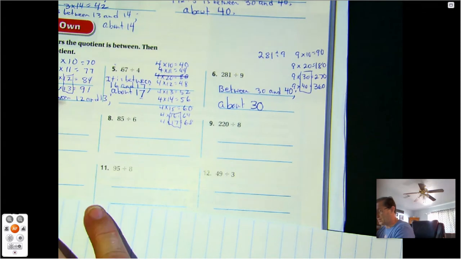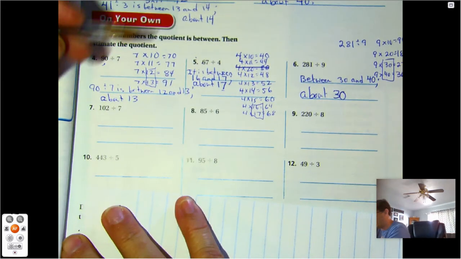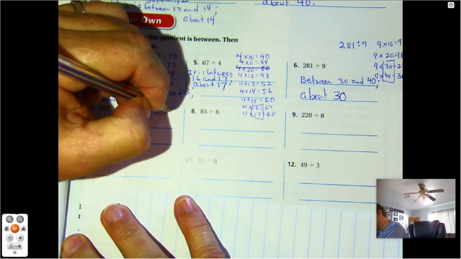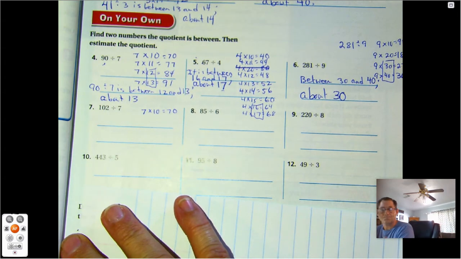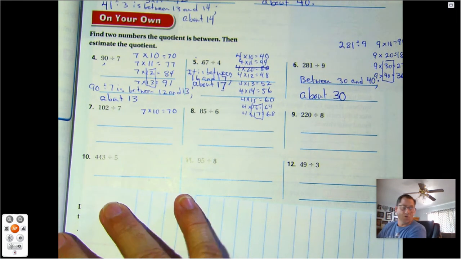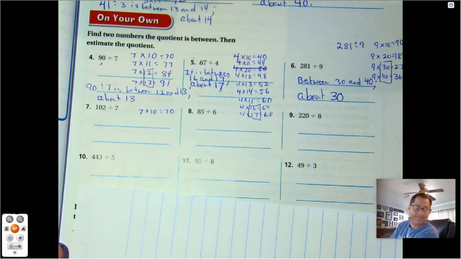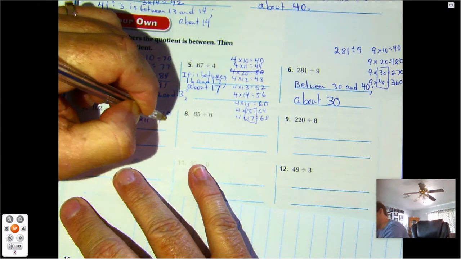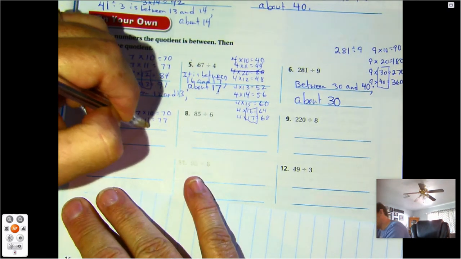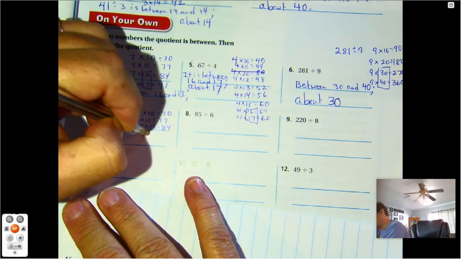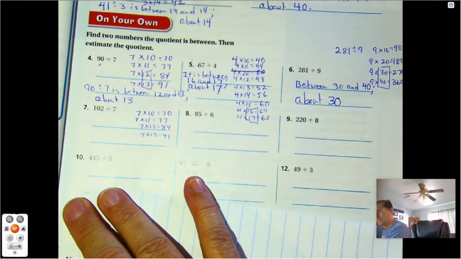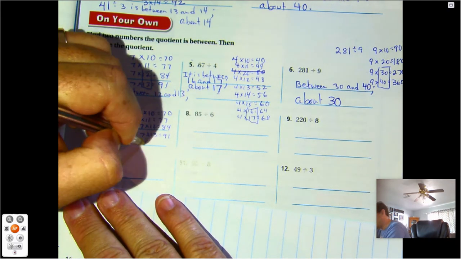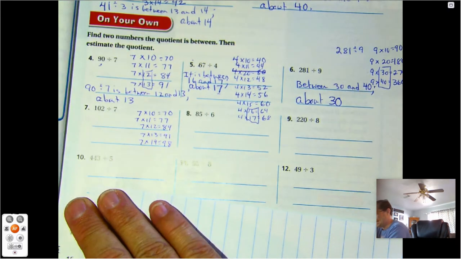102 divided by 7. Well, 7 times 10 is 70. 7 times 20 is 140. So should we just keep counting by 7s? Yes, we should. So 7 times 11, 77. 7 times 12, 84. 7 times 13, 91. So we're getting close already, right? 7 times 14, 98. 7 times 15, 105.